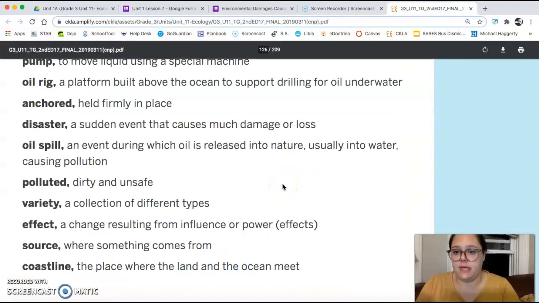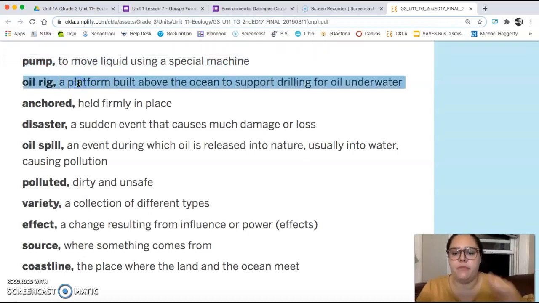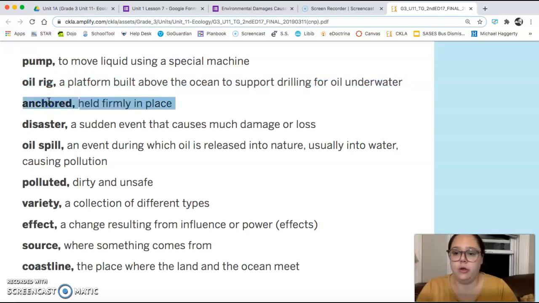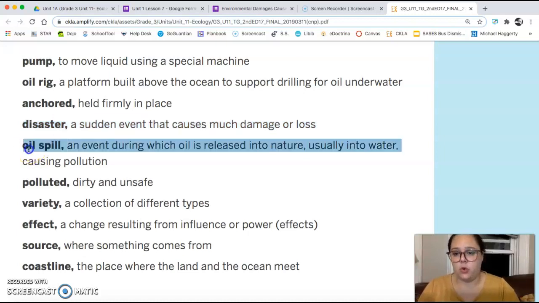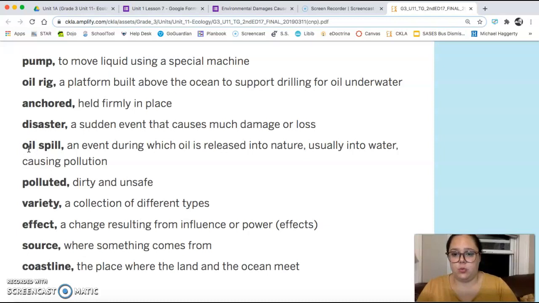So the vocabulary for today's chapter, the first one is pump. Pump is a verb: to move liquid using a special machine. An oil rig is a platform built above the ocean to support drilling for oil underwater. Anchored means held firmly in place. A disaster is a sudden event that causes much damage or loss. An oil spill is an event during which oil is released into nature, usually into water, and it's causing pollution.